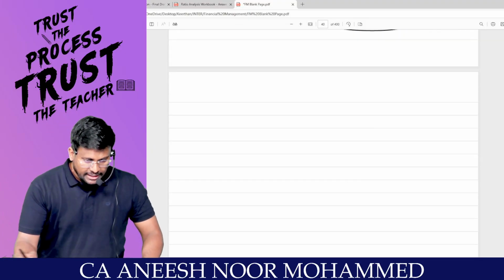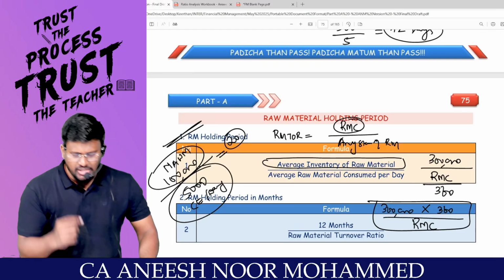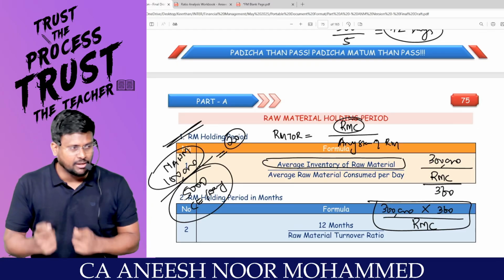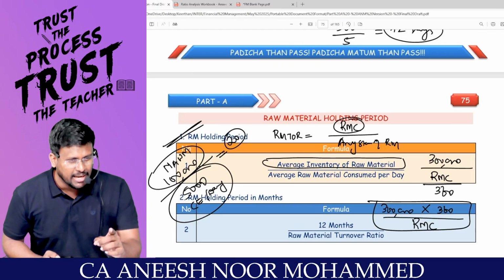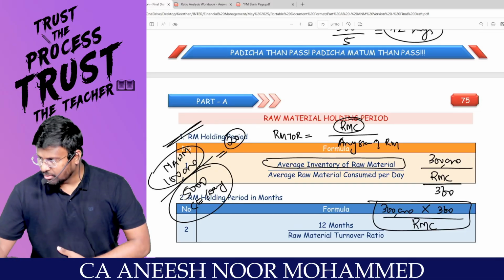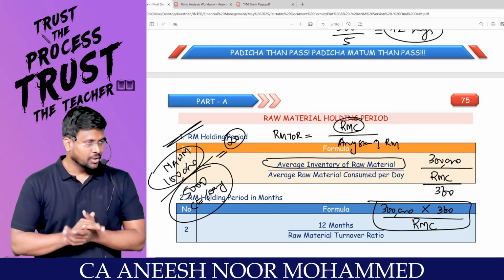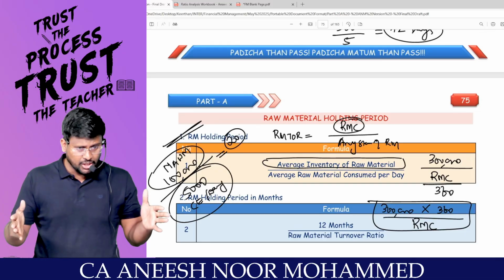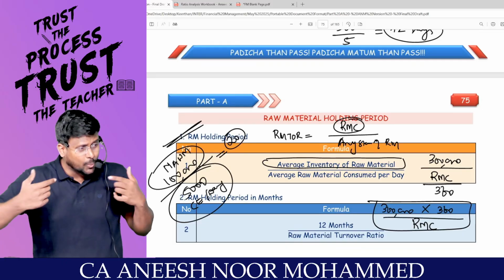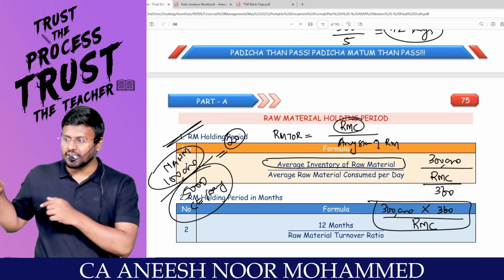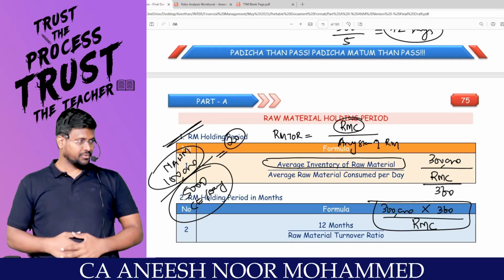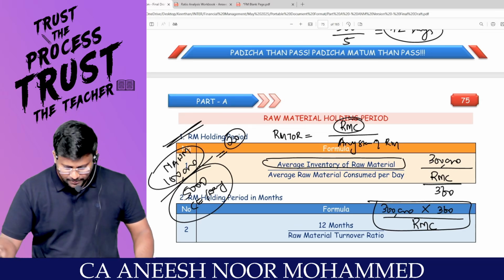So, in a year, my dear lovable students, how many times you have rotated the activity is called raw material turnover ratio. In between two rotations, how much time the stock was there in the stores is what? Raw material holding period. Comfortable? Yes sir, yes sir. That's it.